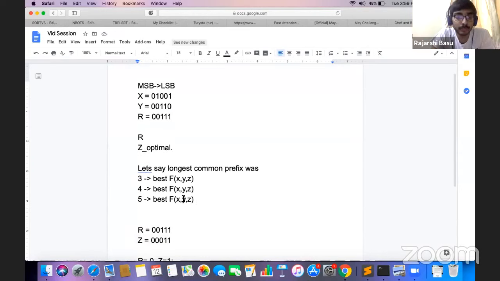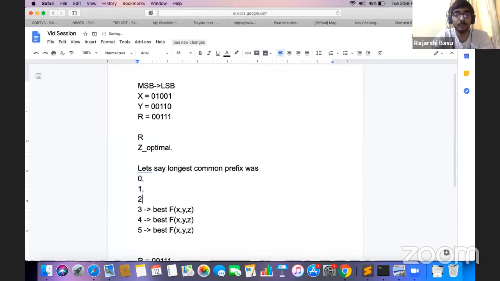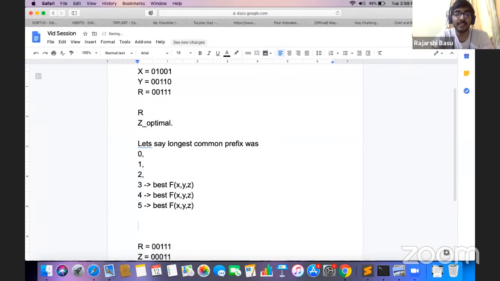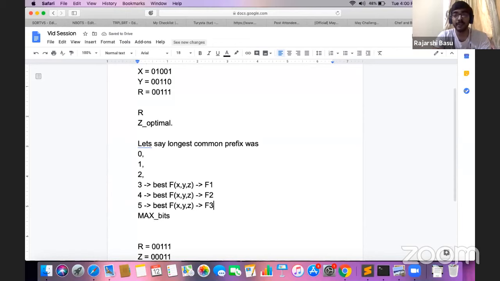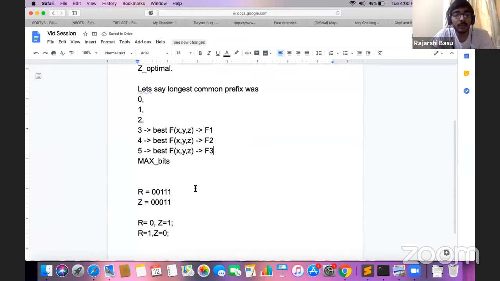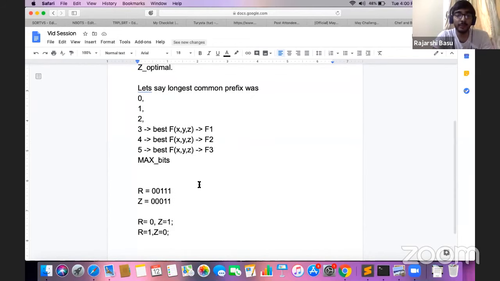So after calculating all of them from 0, 1, 2, and so on up till the maximum number of bits in x and y, so max bits, we take the maximum value of all these f(x, y, z) that we have got. If this was f1, this was f2, this was f3, we take the max of f1, f2, f3. This is what we are effectively trying to do.